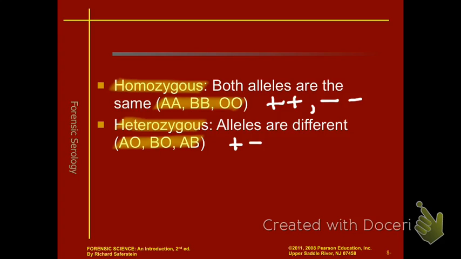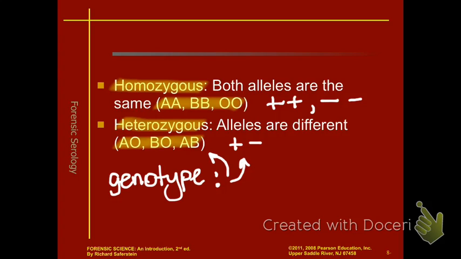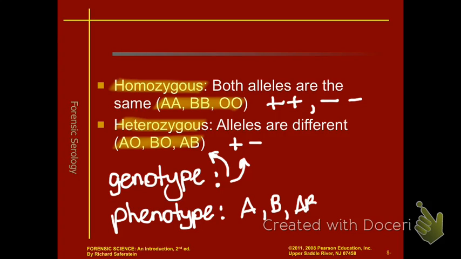Another thing we look at is the word genotype, which is what you see up here. What do the genes look like? The phenotype is the physical characteristic, so the actual blood type, A, B, O, and positive or negative. That's the physical characteristics.